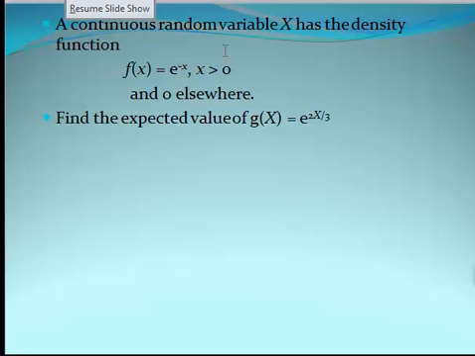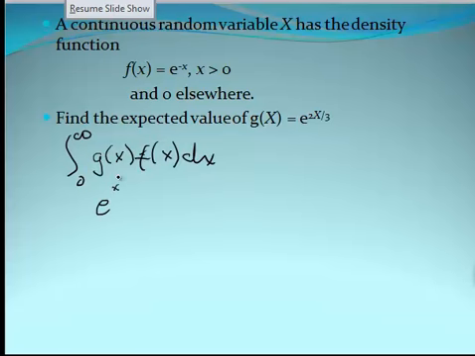Heading on down, we have a continuous random variable x with a density function given by e to the x. Very handy because it's easy to integrate. Find the expected value of that function. So what we're going to do is take g of x times f of x and then integrate it over the entire range. So that just means we take e to the x, and this is really important. So make sure that you know how to do this. It's super easy, and in fact it's so easy it's perfect for tests.